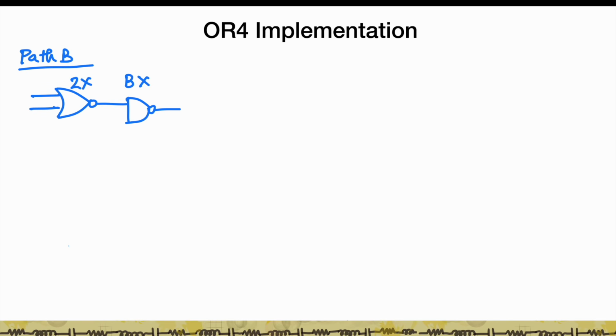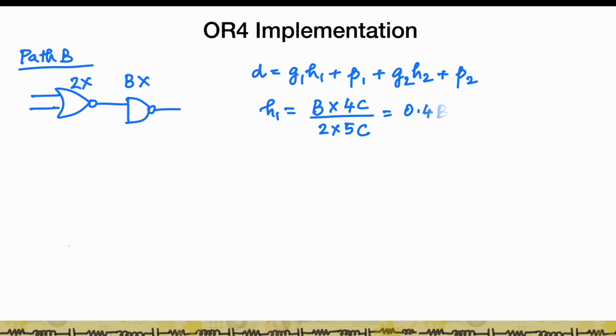Now let's look at path B. The critical path consists of one NOR2 gate and one NAND2 gate. So again, D can be written as G1 H1 plus G2 H2. Now the electrical effort of the first stage is nothing but B times 4. Remember the input of the NAND is 4C. So B times 4C divided by 2 times 5C, because this is size 2, which is 0.4 B.